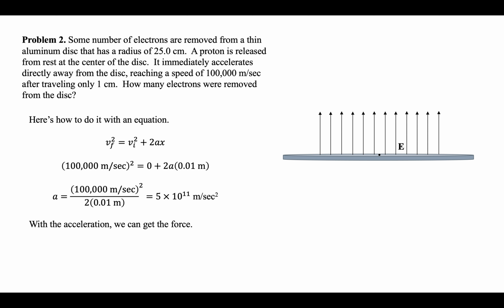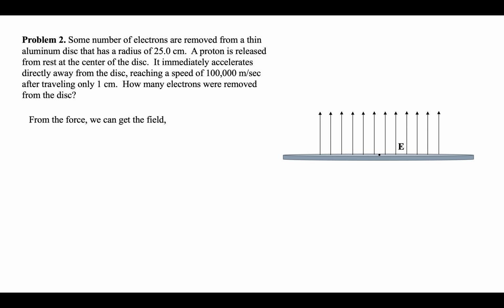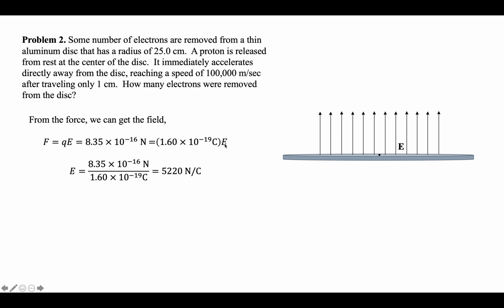With the acceleration, we can get the force. F is ma. The mass of the proton is 1.67 times 10 to the minus 27 kilograms. Force, 8.35 times 10 to the minus 16th newtons. Now, from the force, we can get the field. We know the charge. It's the electronic charge because it's a proton. 8.35 times 10 to the minus 16th newtons, there's the charge on the proton. We can get the field. Field is 5,220 newtons per coulomb.